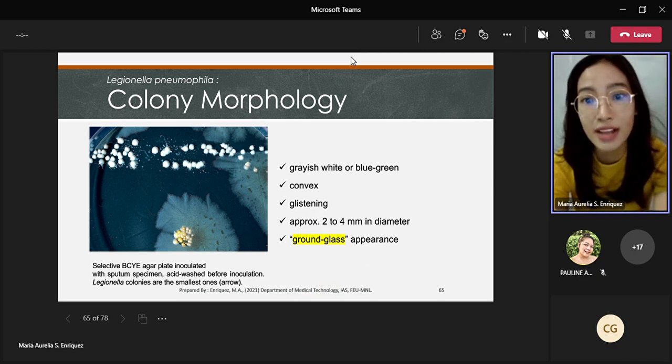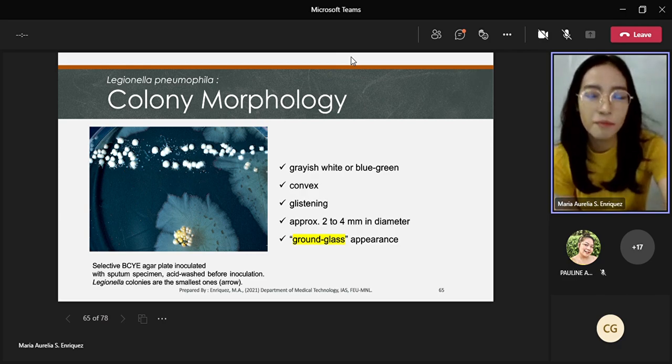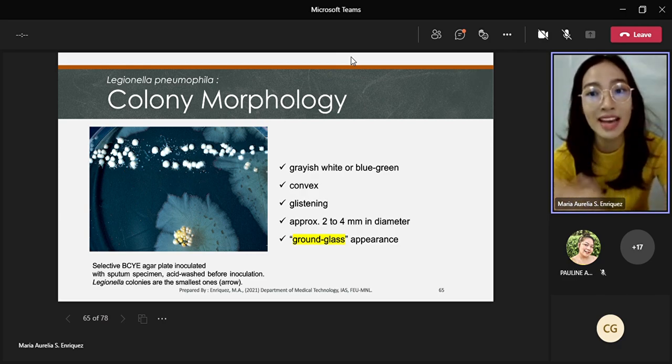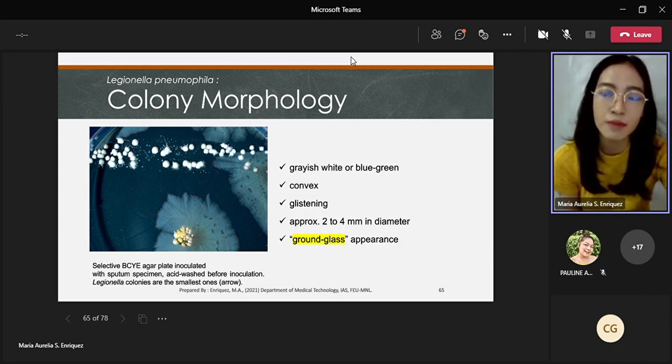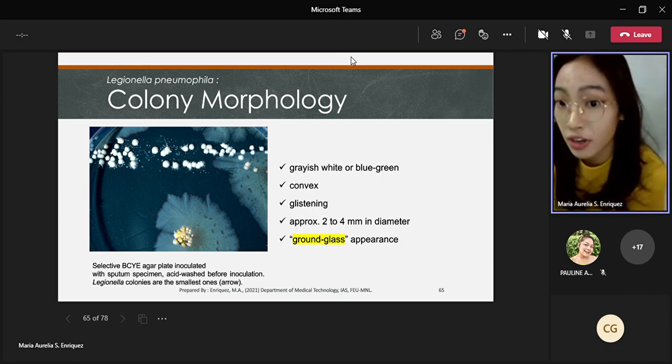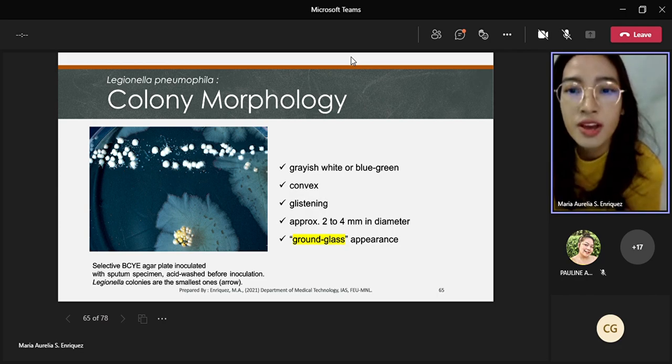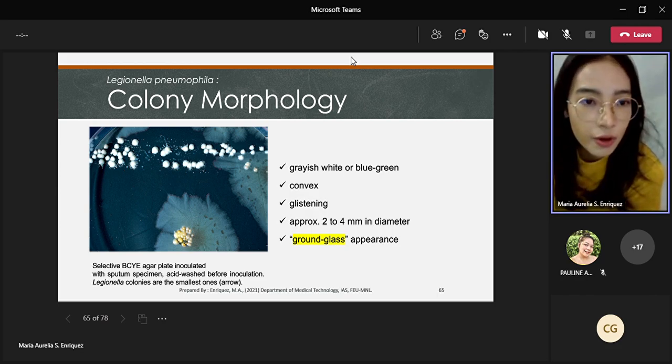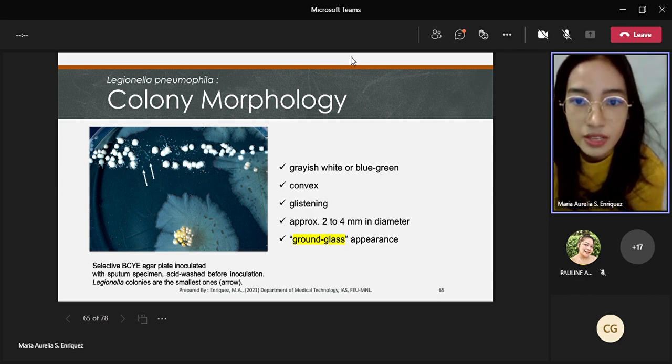Ayan, i-compare po natin dito. If the specimen was both acid washed and plated on a selective BCYE, there would be less contaminating organisms that may be seen, and the Legionella colonies would be observed better, as pointed here on these arrows. So ayan po.